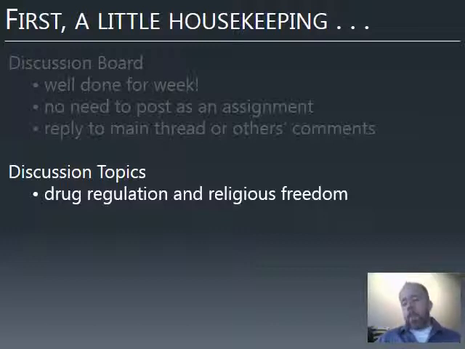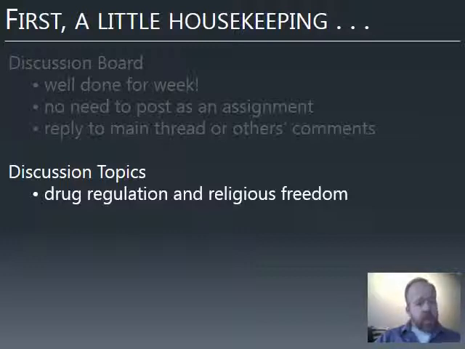And so some people argue that it represents a harm. And so, is that sufficient to curtail religious freedom in this case? In the discussion board, most people said no. Most people said that this should be allowed.